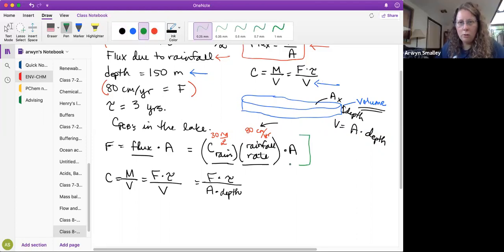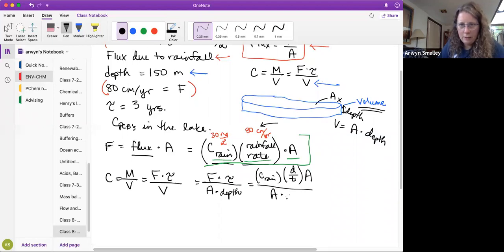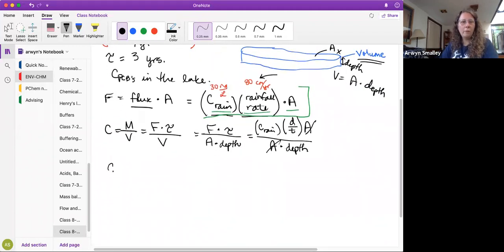So now we can see, well, hang on. Over here, our flow had concentration of rain, rainfall rate, and area. So on the top, I'm going to have the concentration of the rain, the rainfall rate, I'm just going to write it as D over T, and the area. I could go back and look in the problem, in the chapter, that other problem, and find the surface area, but they're going to cancel out. So I don't have to have them. And now I just have all these numbers. And boom, I'm ready to go.